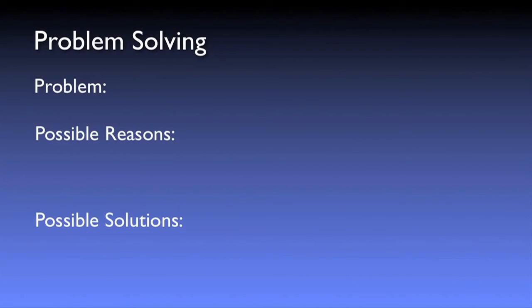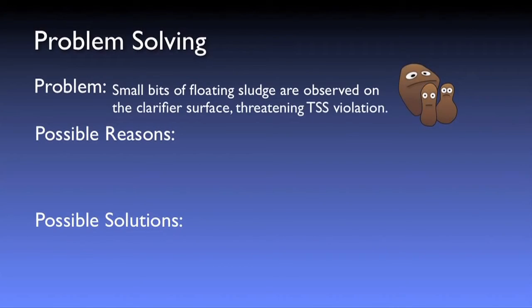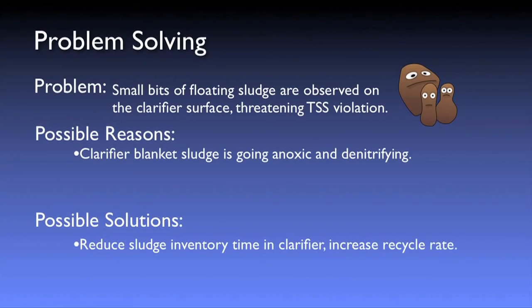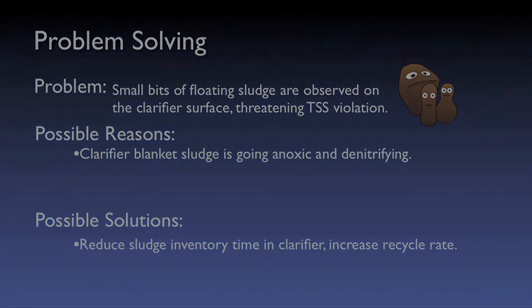Finally, during your afternoon stroll through the plant, you notice unsightly small bits of floating sludge accumulating on the surface of the clarifier. Upon this discovery, you immediately remember this helpful video discussing this exact scenario. It becomes obvious to you that your sludge blanket at the bottom of the clarifier is going anoxic and denitrifying, causing sludge to float due to the generation of nitrogen bubbles. Letting instinct take over, you spring to action by increasing the recycle rate, thus reducing the sludge inventory time in the clarifier, preventing this unwelcome denitrification.